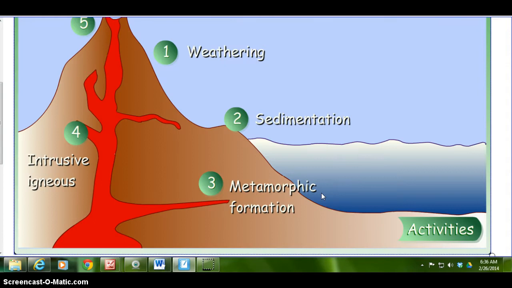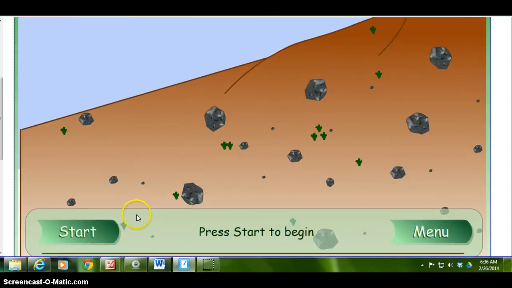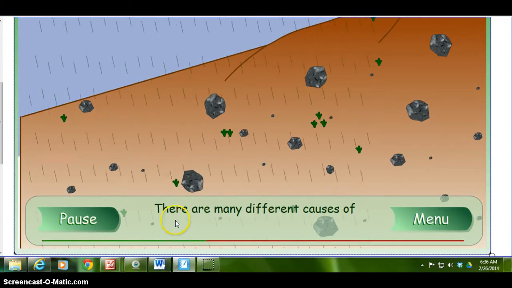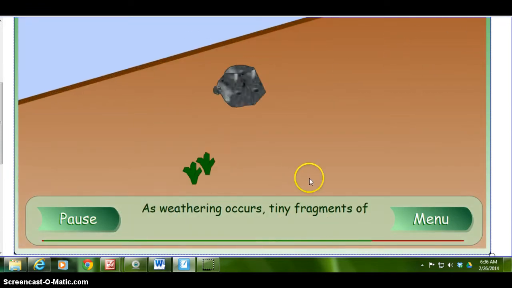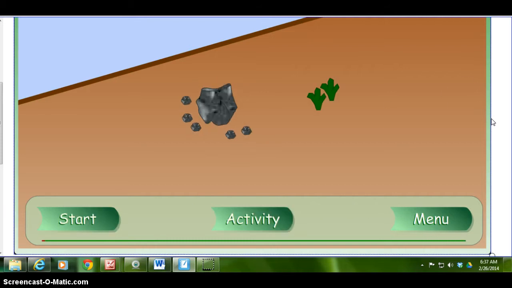I'm going to show you a quick animation of the rock cycle going through. We talk about weathering and what weathering is, which begins erosion. But weathering, there are many different causes of weathering. Acid rain is one of them. Biological weathering occurs as well when things grow. And you can see these rock fragments breaking down into smaller pieces. Then erosion would come along, wash these things away.